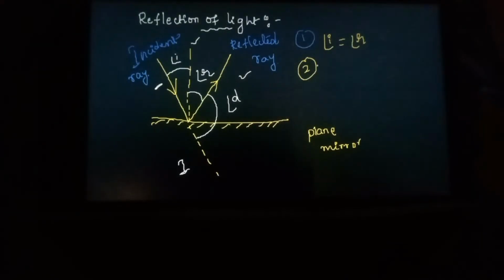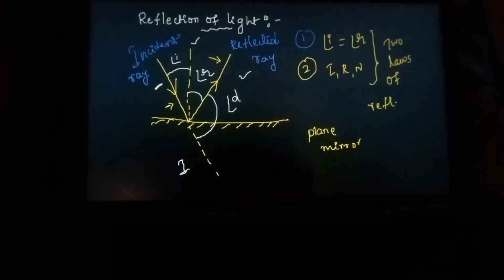And the second point is, the incident ray, the reflected ray, and the normal line all lie on the same plane. These are the two laws of reflection. Very important here.